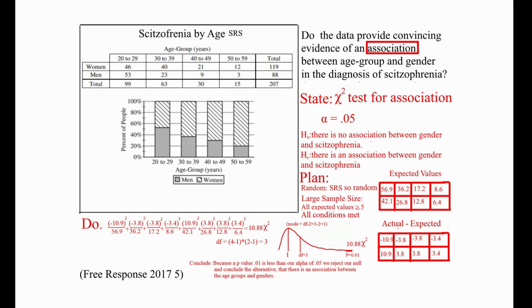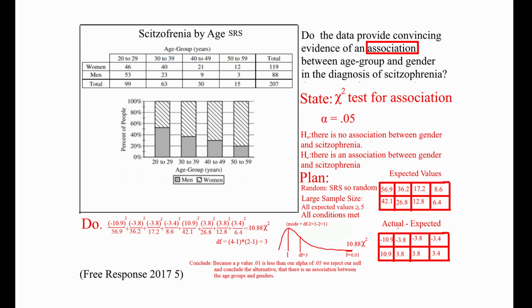In this case, we get a p-value of 0.01, which is less than our alpha of 0.05. Therefore, we will reject our null. This is because this result or result more extreme would only have a 0.01 probability of happening if the null was true. This is more unlikely than what we set our alpha to be, 0.05, so we will reject the null and conclude the opposite, our alternative hypothesis. We conclude that there is association between age and gender.